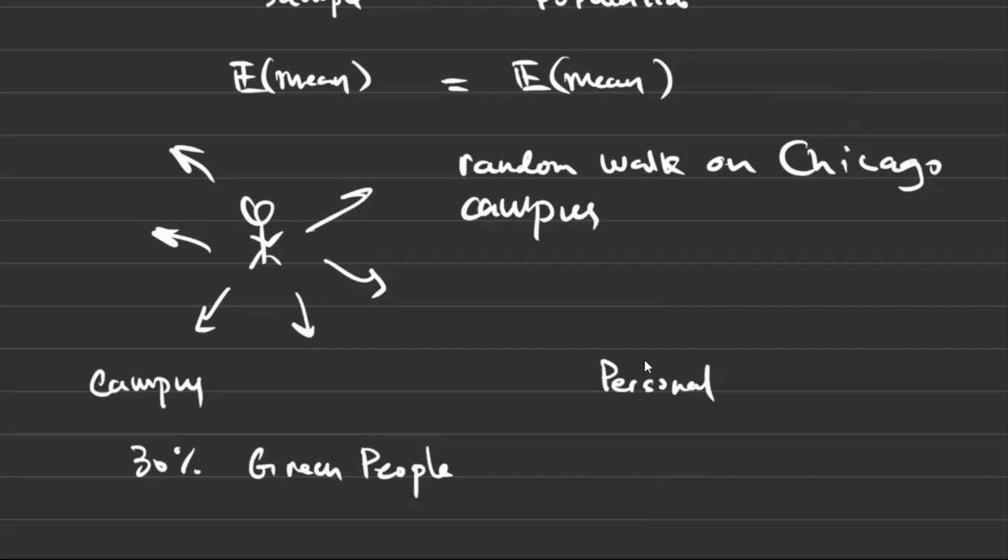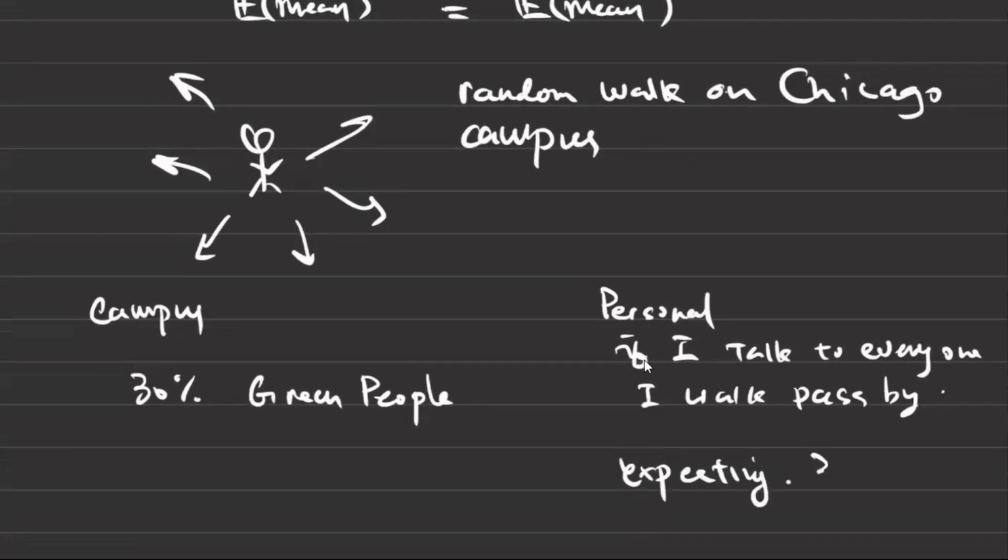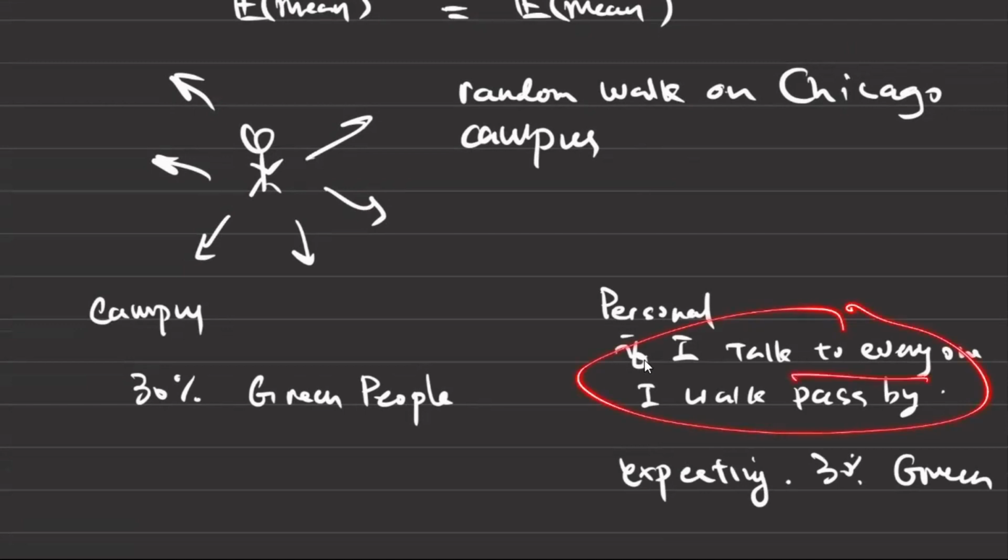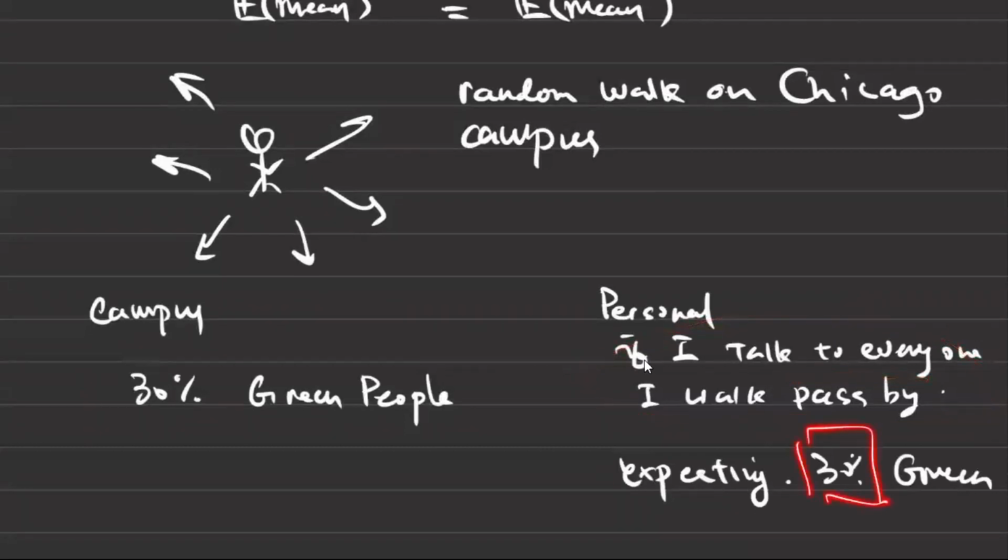So this is to say that if I talk to everyone I walk past, I should be expecting 30% of green people, because that is the number at the campus level, right? So that's something I would say is unbiased behavior. How do you know it's unbiased? Well, I don't have any prior knowledge, right? I talk to everyone. So I'm expecting a number that's 30%, which is exactly the same as the campus level.